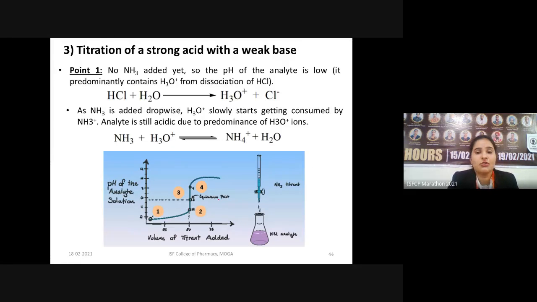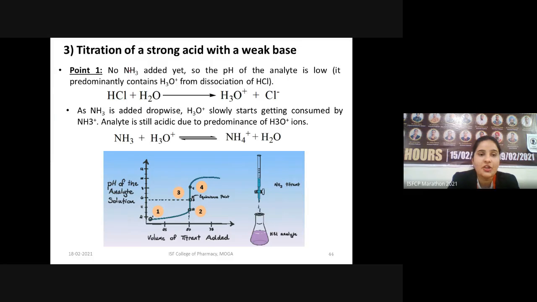Again, we will be discussing the 4 points in the titration curve. We will start with the first point. The first point is the point at which we have not added any base from the burette. We have not added any drops of ammonia to the HCl solution. Since we have not added any ammonia, our solution is completely acidic in nature. We have only H positive ions and Cl negative ions which have been formed by the dissociation of HCl.